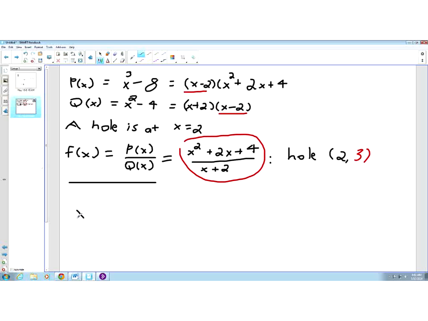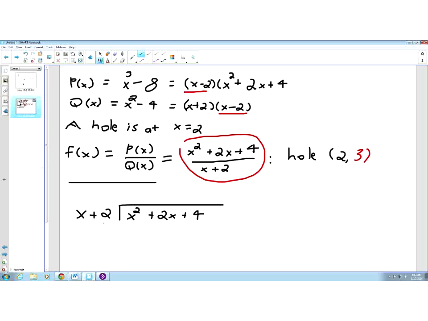So we're going to divide the denominator into the numerator. Okay, and so I'll just go ahead and use the function that's left after the cancellation. It doesn't really make that much of a difference. So we're going to divide x plus 2 into x squared plus 2x plus 4, okay, using long division.